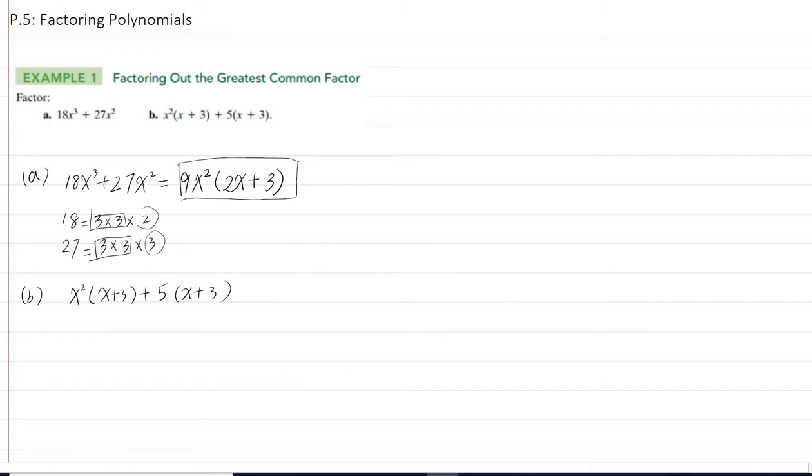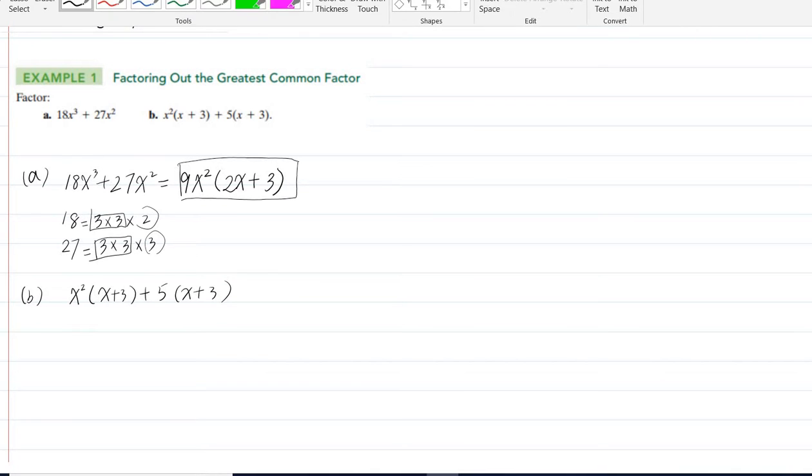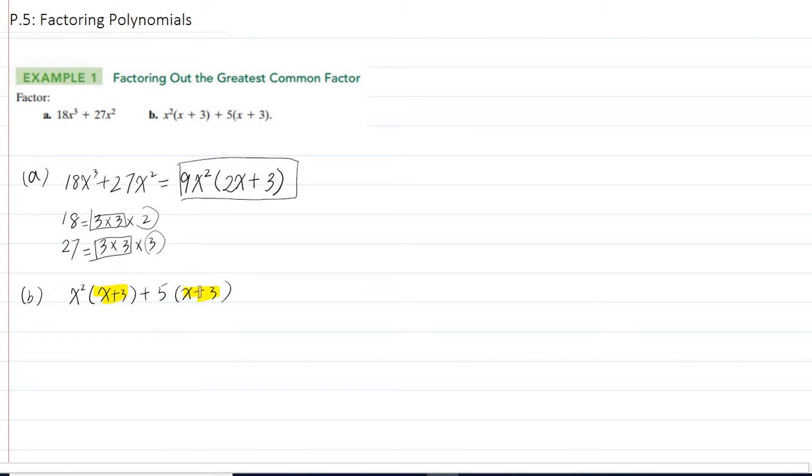In this case, we both have x plus 3, x plus 3. Just think about this together as one number. If I take x plus 3 out, what's left over is x squared here. And then here, what's left is 5. So that is how we do this type of question. Okay, let's go ahead and work on example 2.